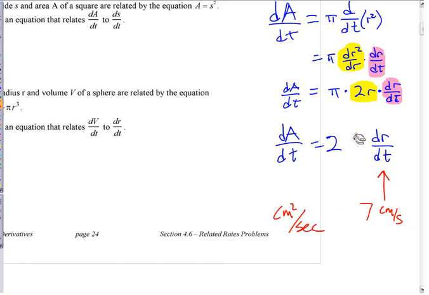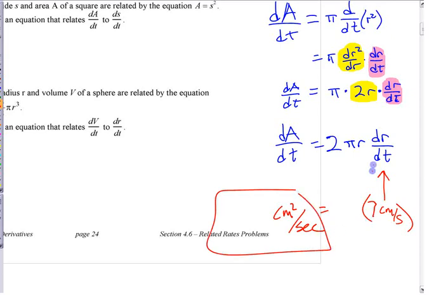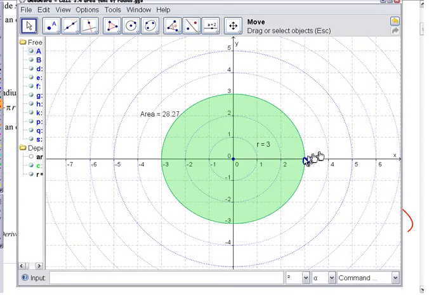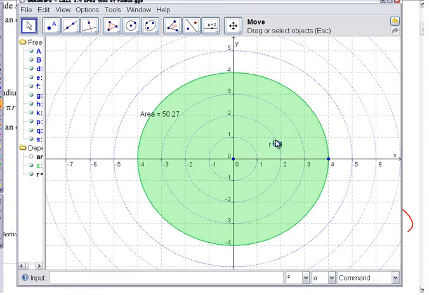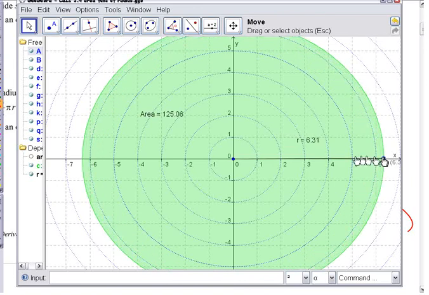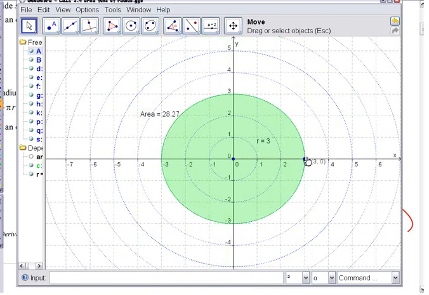What was the thing that I erased there? Let's put it back in. 2 pi r. If we change the radius at 7 centimeters per second, and then we want to know how fast is the area going to change, we also need to know where are you starting, right? So what this is saying here is, let's say the radius was 4, and now I start, and at that moment I'm increasing this at half a centimeter per second.